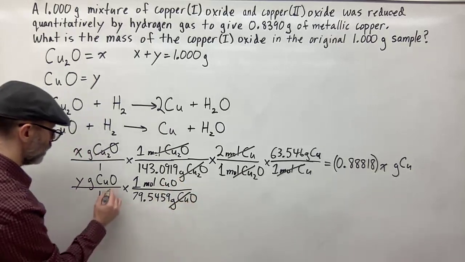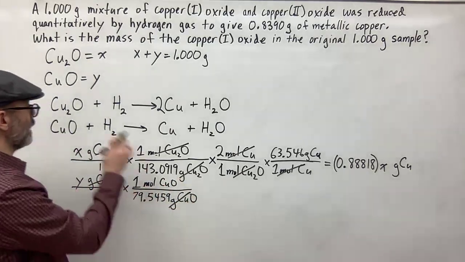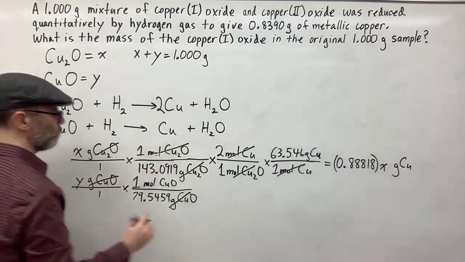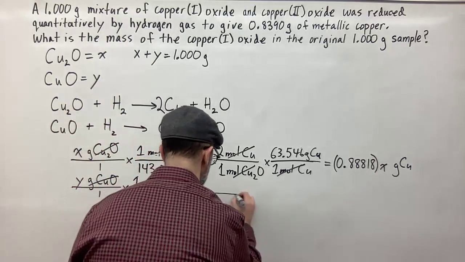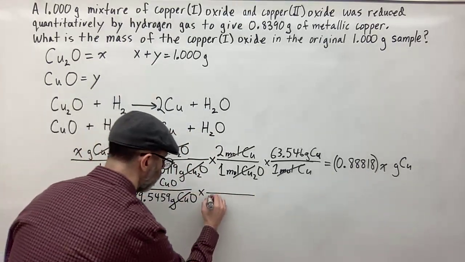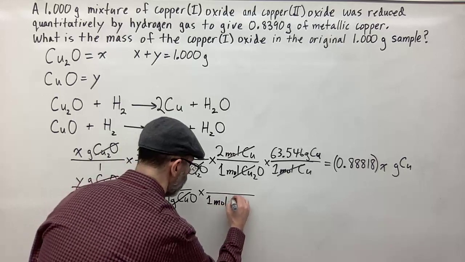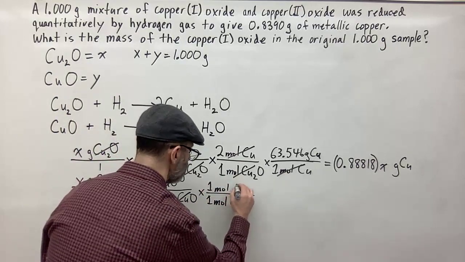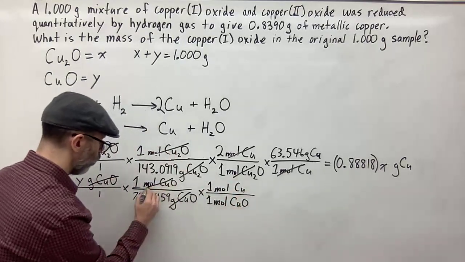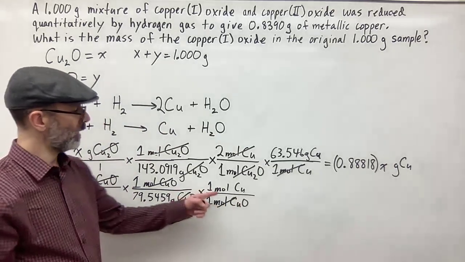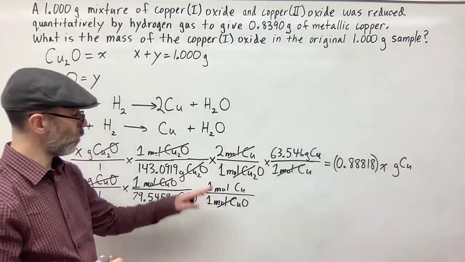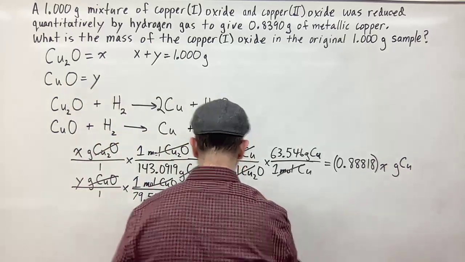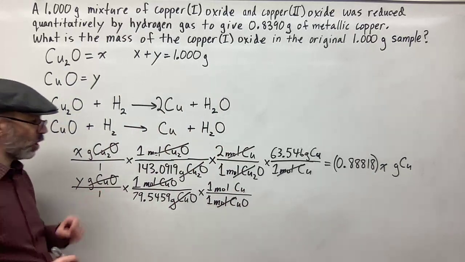So grams of CuO cancel out. Now I have moles. Now I'm going to use the mole ratio between CuO and Cu. Here it's 1 to 1. So now I'm going to do a 1 to 1 conversion factor. So 1 mole of CuO on the bottom and 1 mole of Cu on top. So moles of CuO cancel out. And again, I'm going to convert that to grams because I want to know the number of grams that are produced from Y grams of CuO.